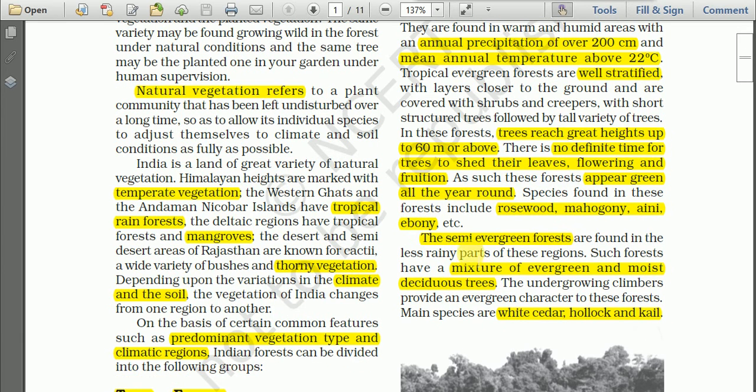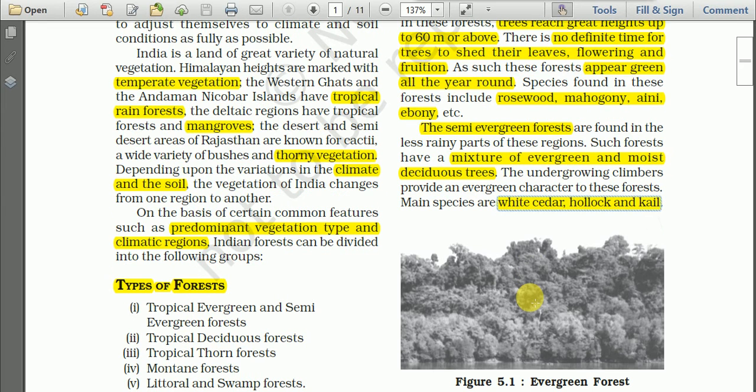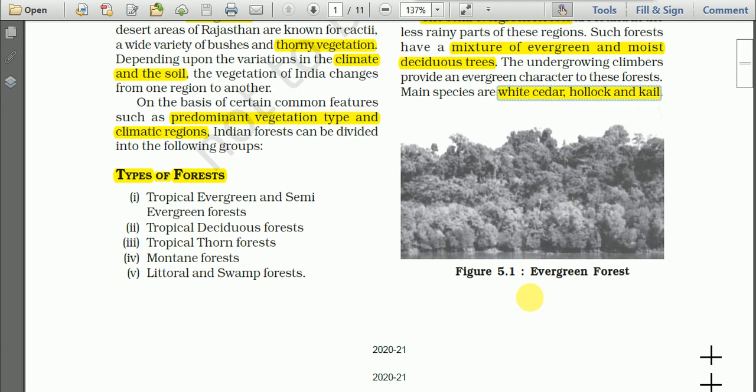The semi-evergreen forests are found in the less rainy parts of this region. Such forests have a mixture of evergreen and moist deciduous trees. The undergrowing climbers provide an evergreen character to these forests. The main species are white cedar, hollock, and kail. So these are the main species of the semi-evergreen forests. Here the rainfall is less than 200 centimeters in a year.